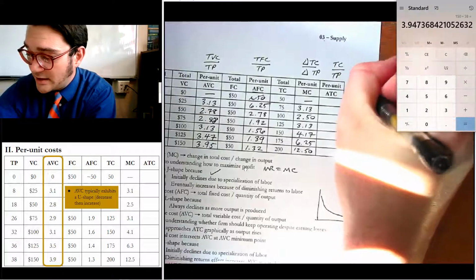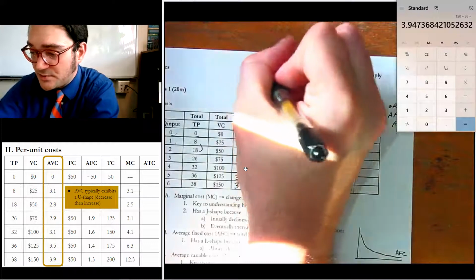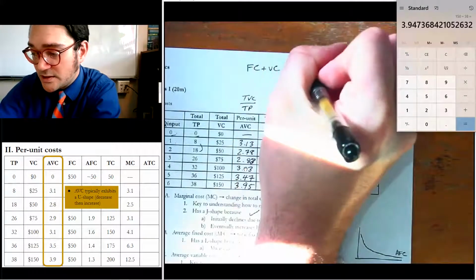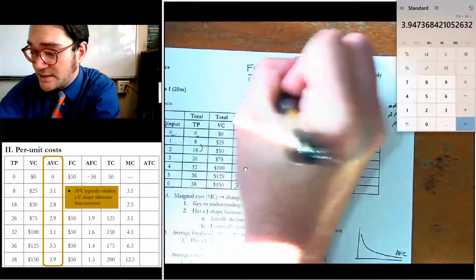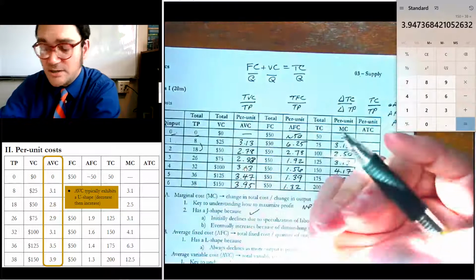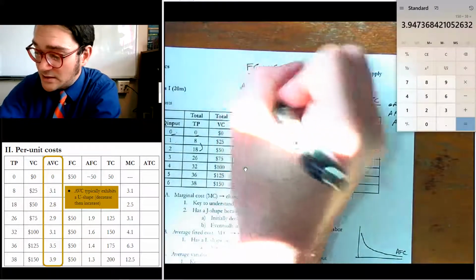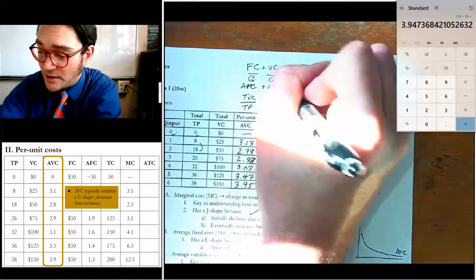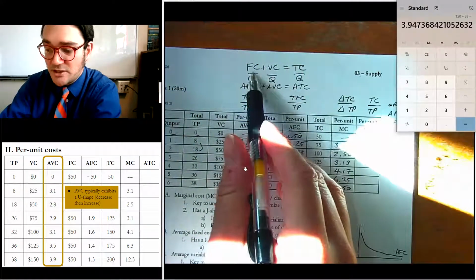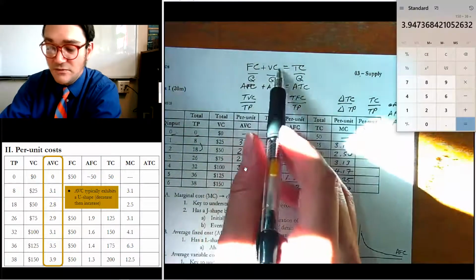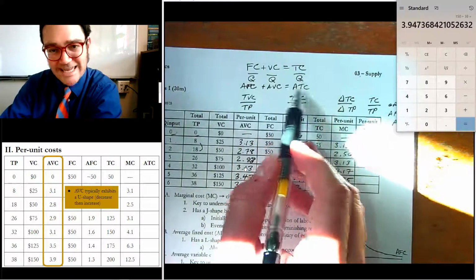Or it's AFC plus AVC. And that has to be true because if fixed cost plus variable cost equals total cost, then if we divide all of that by the quantities, like the total product, then that's saying the average fixed cost plus the average variable cost is the average total cost. So those are the same statements, right? Fixed cost divided by total product is AFC. Variable cost divided by total product is AVC. Total cost divided by total product is ATC.